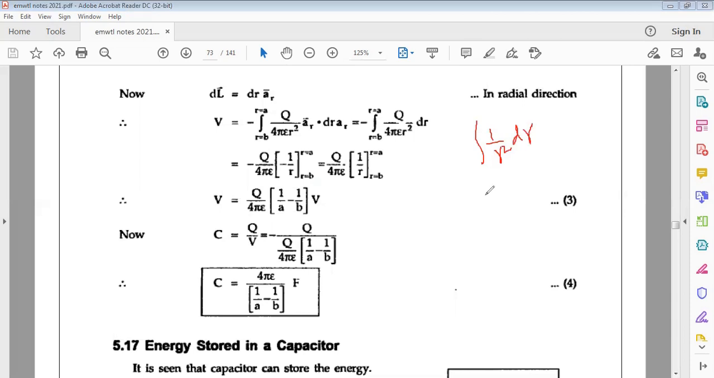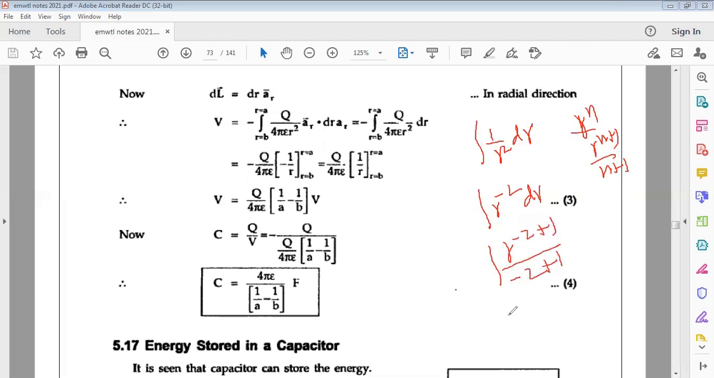What is the integral of this? It is the integral of R power minus 2 dR. The integral of R power n is R power n plus 1 by n plus 1. So R power minus 2 plus 1 by minus 2 plus 1. Minus 2 plus 1 is minus 1, and R power minus 1 is 1 by R, so the integral gives minus 1 by R.